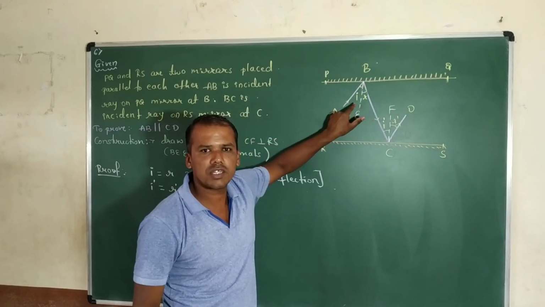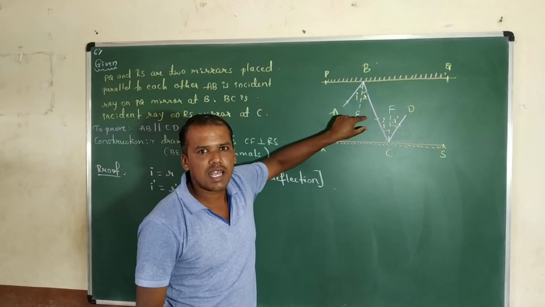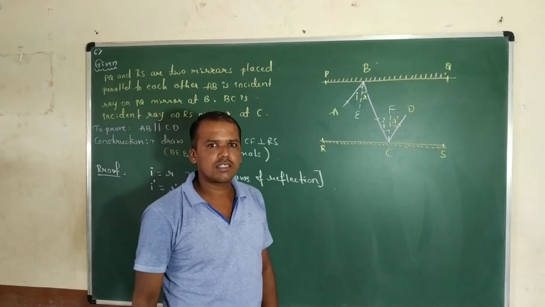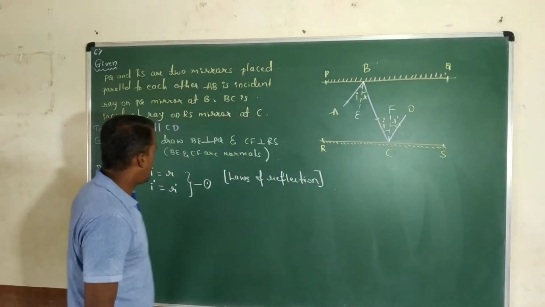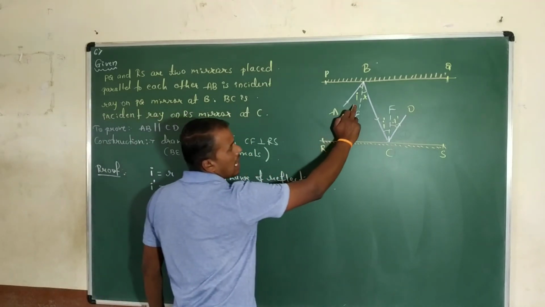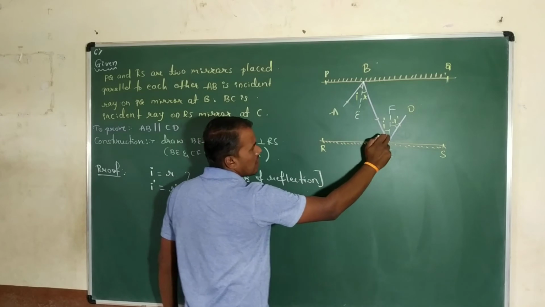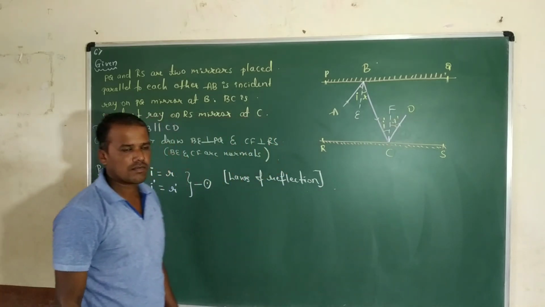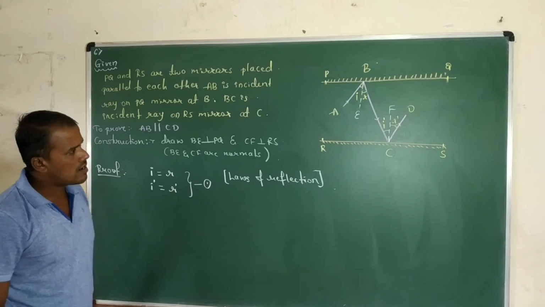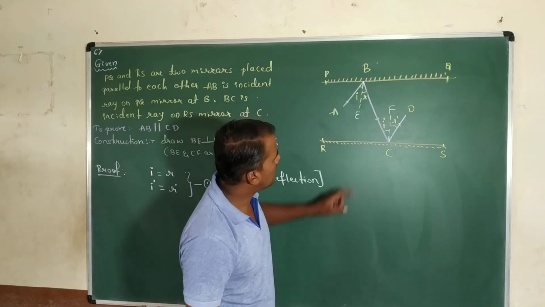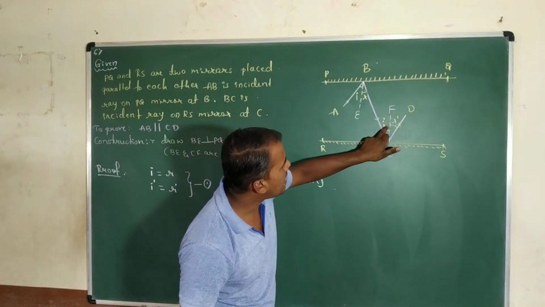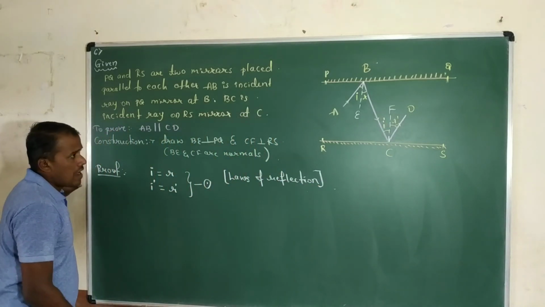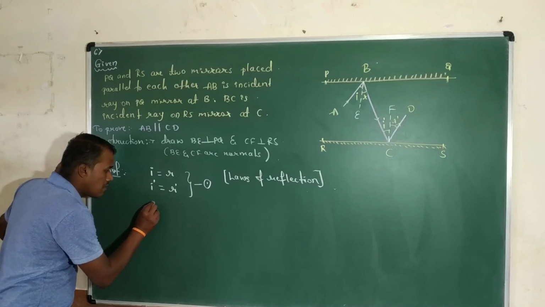This concept you studied in 8th standard science, and you will study it in 9th standard science as well. Therefore, the angle of incidence I is equal to the angle of reflection R, and here also the angle of incidence I dash is equal to the angle of reflection R dash. It is condition 1. Now we simply prove here R is equal to I dash.